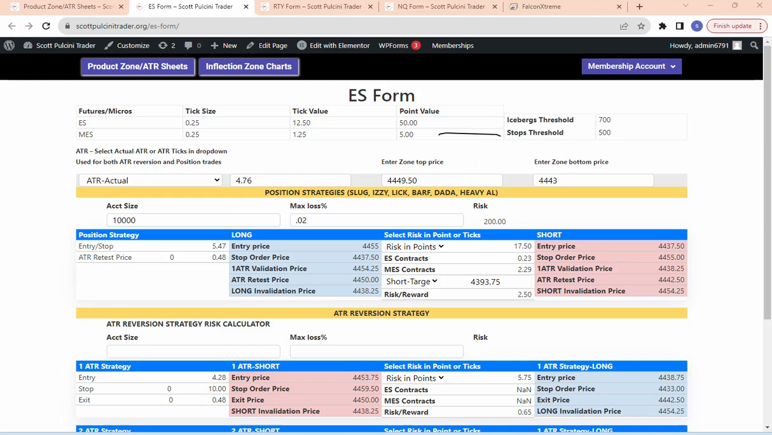But again, if you're sitting here waiting for a long setup, and the market touches 38.25, no longs are in play anymore. I still could potentially take a short as long as it didn't hit the short invalidation price, right? So this is what all these prices are. It looks like a lot of numbers when you first look at this thing, but as you understand it, it's very simple and straightforward. So we've gone over all this.